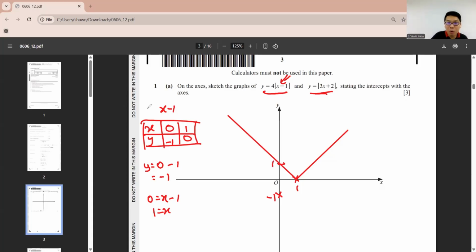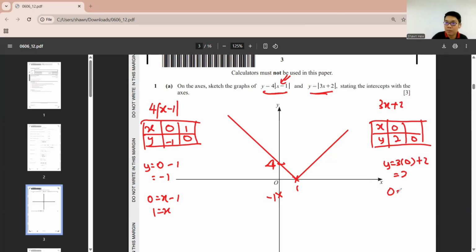So after we draw modulus x minus 1, then we consider the 4. The 4 means we multiply y by 4, so 1 will become 4. That's all. Then for 3x plus 2, again a straight line, the y-intercept is 2, and the x-intercept is minus 2 over 3. Suppose it's a straight line like this, but we know this is the modulus graph, so everything below, we need to flip up. This is the final answer, and you get 3 marks.